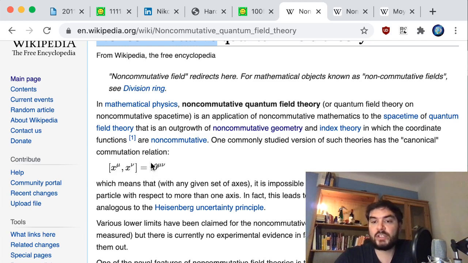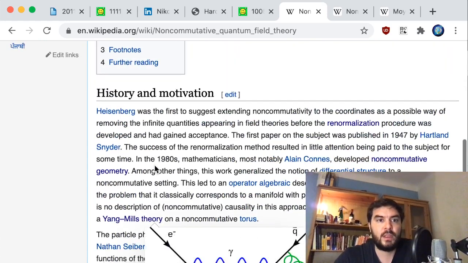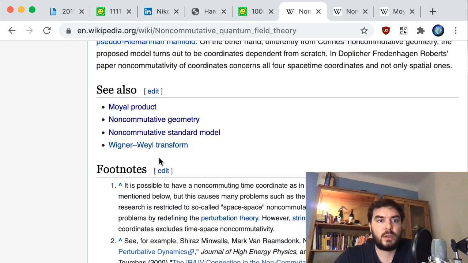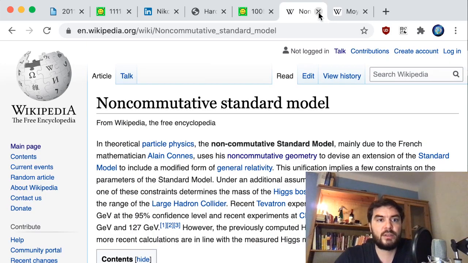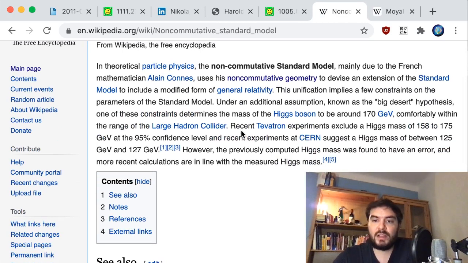Given by something which is not the Kronecker delta, but it's just in some general theta tensor, right? And this is the object that I'm working with in my thesis, okay? Okay, and here a bunch of more related things. Okay, then there's the non-commutative standard model. I mean, these ideas are already a few decades old, I suppose, at least 2 or 3.